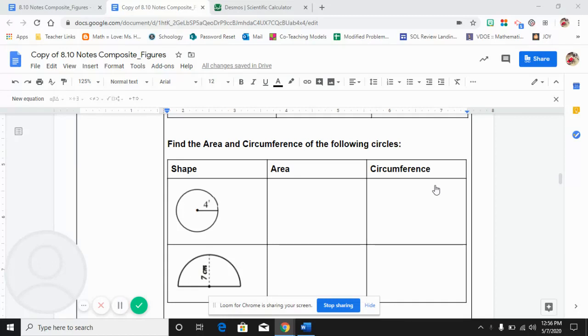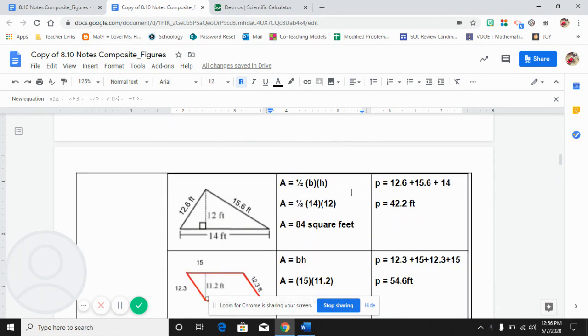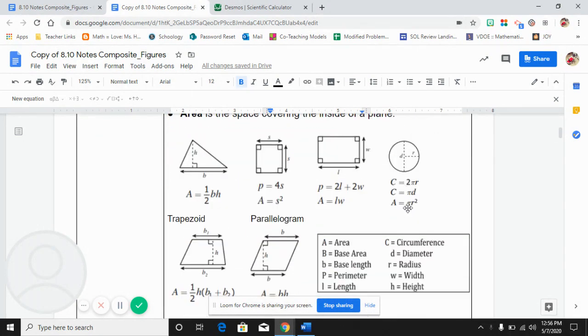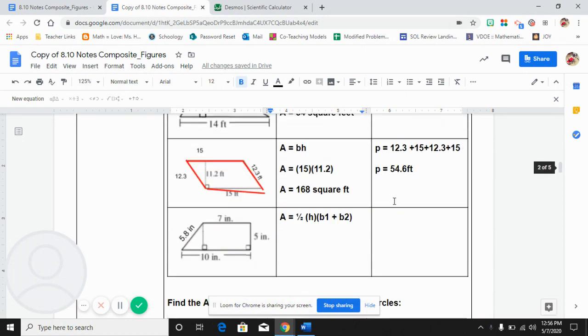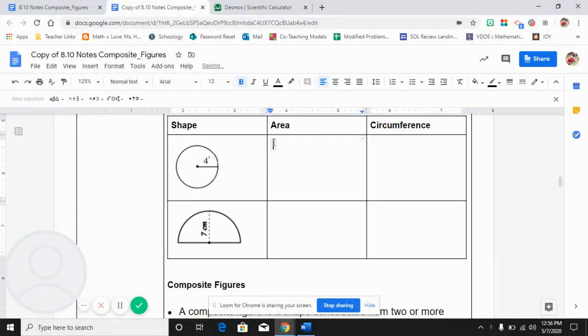In this part, we're going to find area and circumference of circles or half circles, and then we'll get into composite figures. So for the first circle, we're going to find the area. To find the area, I need to know the formula, so let's check that out. The formula is A equals pi r squared, where r is the radius. And pi is just a number. We'll talk about that in just a second.